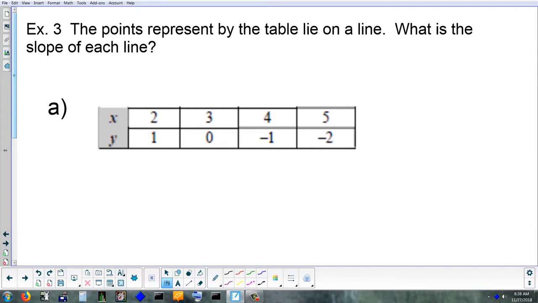Donovan? The second column. Okay, I like that because it's got a zero in it. So if I write that as a coordinate, x is 3, y is 0. So I've got 3, 0, and I need another one. What would be another good one, Ellie? 5, negative 2. 5, negative 2? Okay. I don't do that. I guess you could do it. Anyone have any other thoughts, or if you want to do that one, we can.